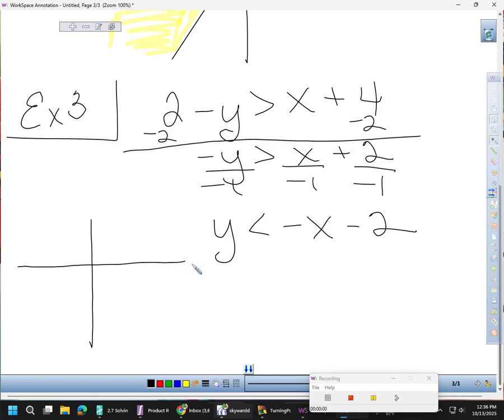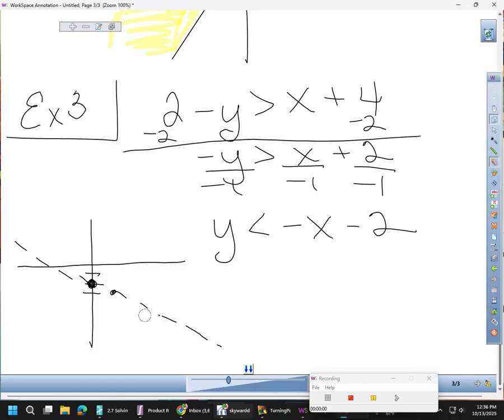We start at negative 2 on the y-axis. From there, our slope is negative, which is negative 1 over 1. So we're going to go down 1 and to the right 1. Is this going to be a solid or a dashed line? A dashed line. Yes, it is. So just make sure we go through those. And then, are we going to shade above or below? It is less than, so we're below. I like to look at my y-axis and go underneath where it crosses, and that shows me where I am shading.